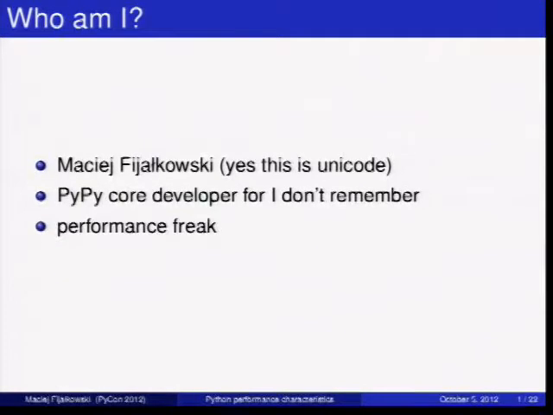So who am I? I'm Maciej Fijałkowski. Yes, this is a Unicode letter here, and it's kind of hard to get, I understand that. I'm a PyPy core developer for as long as I remember, essentially. So it was something like 2005 or 2006. I started as a student doing Google Summer of Code. By the way, fabulous program. If you're a student, you should really apply and do something cool this summer, which is winter. And then I'm also a performance freak. So I'll talk a bit about performance and how this fits together in PyPy.